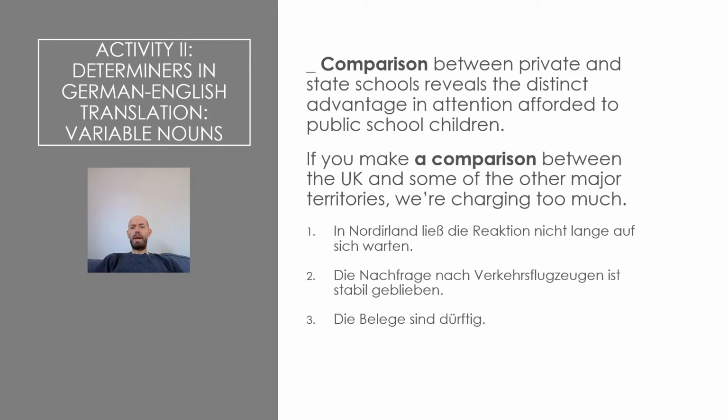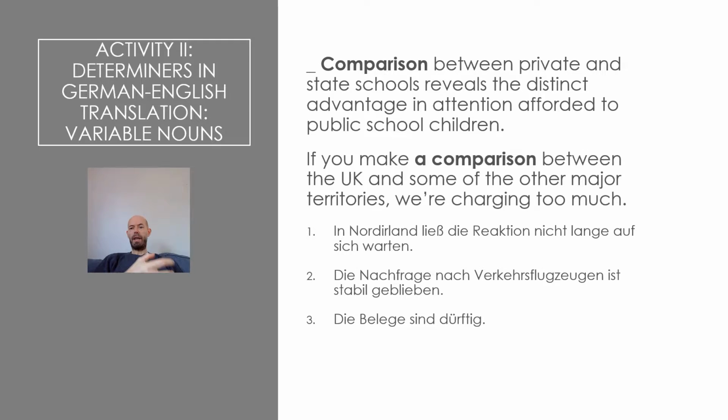So we've now learned that in English, uncountable nouns often dispense with the definite article. And this also applies to variable nouns like comparison, for instance. So it's quite common to say comparison between private and state schools reveals blah, blah, blah. You would not normally say the comparison here. So just comparison is sufficient.